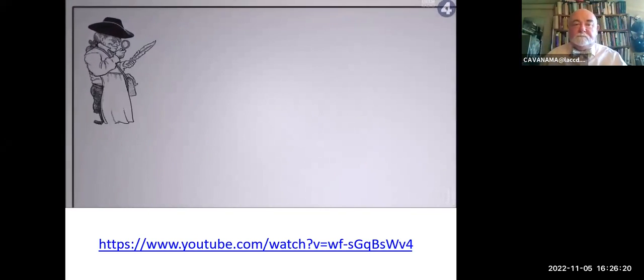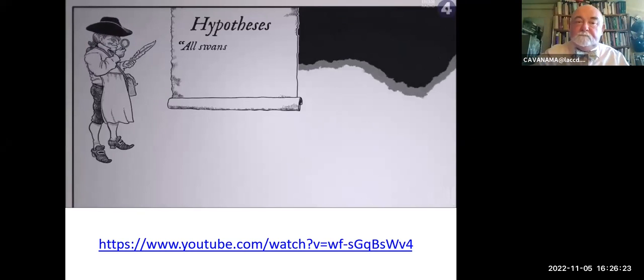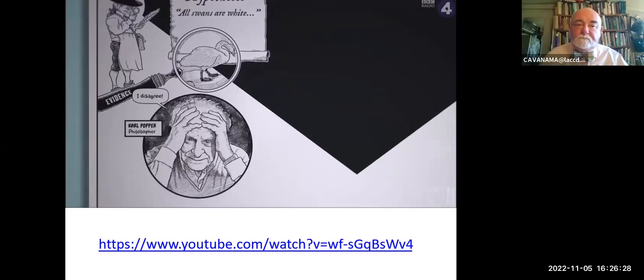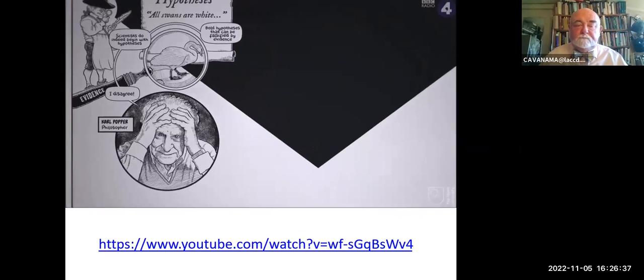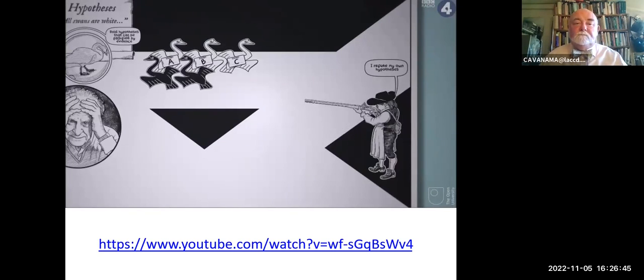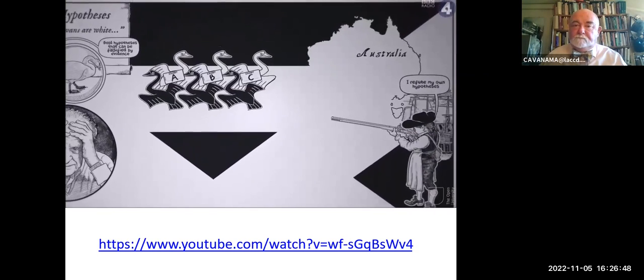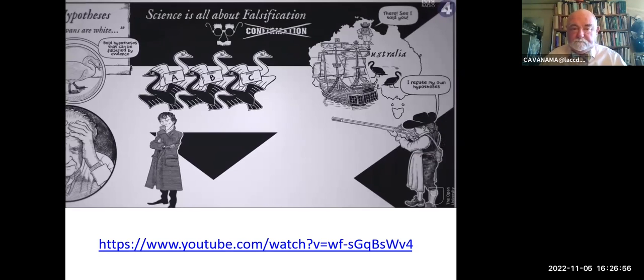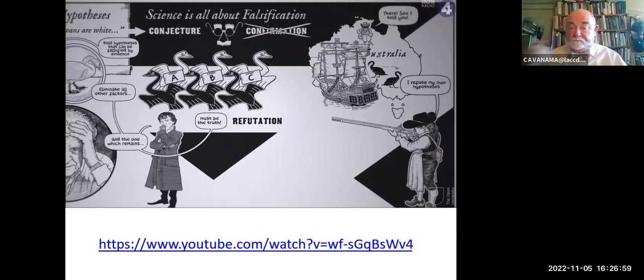You might think that scientists begin with hypotheses such as all swans are white and then go about looking for evidence to support them. Karl Popper disagreed. He suggested that scientists do indeed begin with hypotheses, bold hypotheses that can be falsified by evidence. But rather than looking for supporting evidence, Popper argued scientists go out of their way to refute their own hypotheses, testing them to destruction. They go out searching for black swans, not more white swans. Science is all about falsification, not confirmation. It's a series of conjectures and refutations.